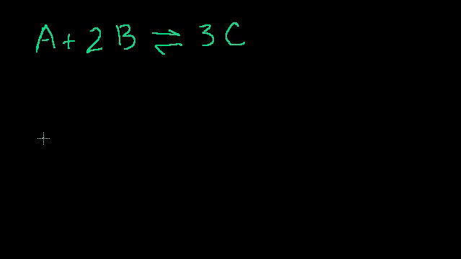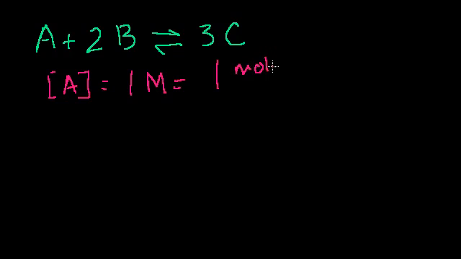So let's say I have some molecule A, plus 1 mole of molecule A plus 2 moles of molecule B are in an equilibrium with 3 moles of molecule C. And let's say that once we're in equilibrium, we go and we measure the concentrations, and we figure out that the concentration of A is 1 molar, which is equal to 1 mole per liter. That's the concentration of A.